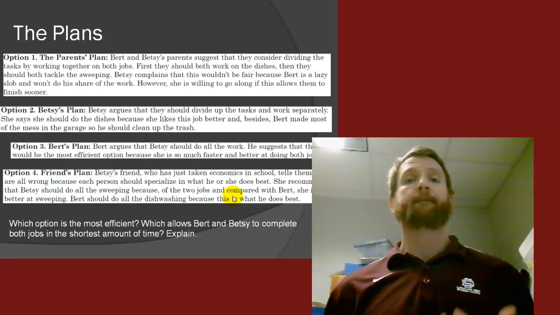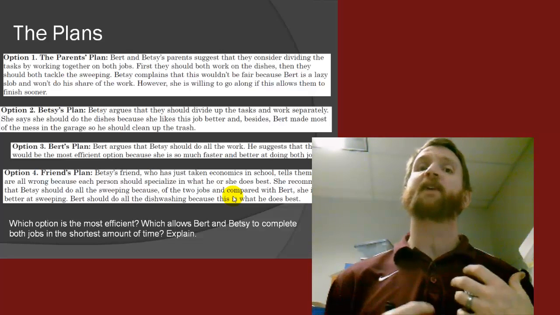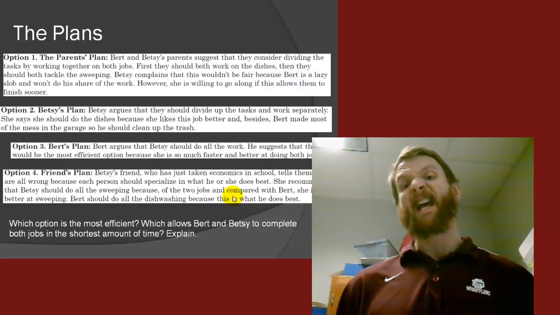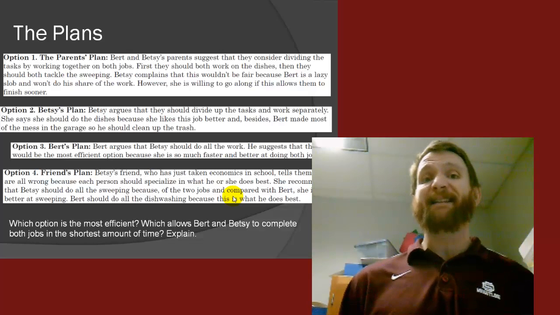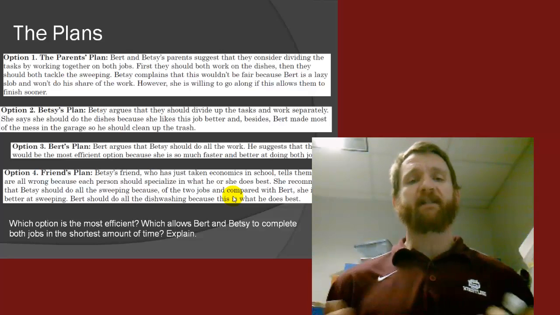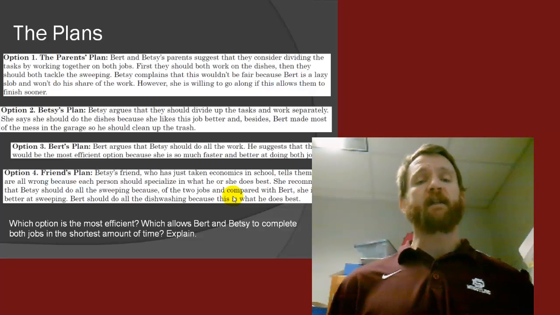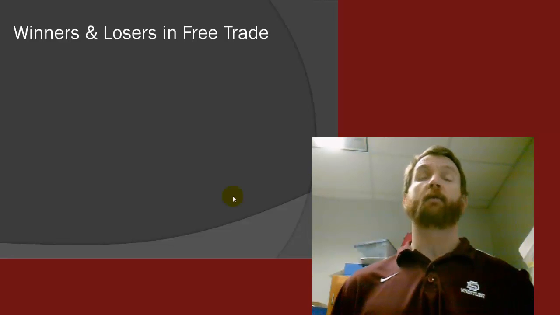All right? The negative to that plan, though, is that Betsy doesn't get to do what she wants to do. That's the negative. And Bert is still getting to kind of do what he wants and be nice and lazy. Okay? But it's the Friends plan that allows them to get out in the shortest amount of time. So let's take this and let's apply this example to the real world.